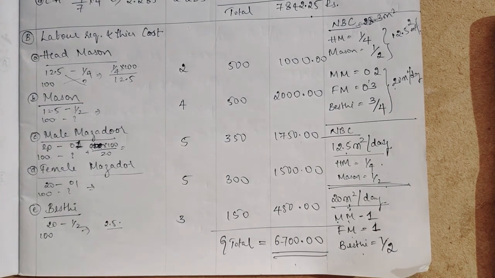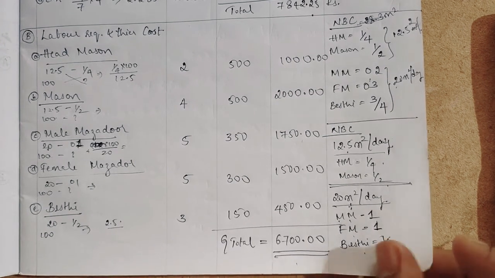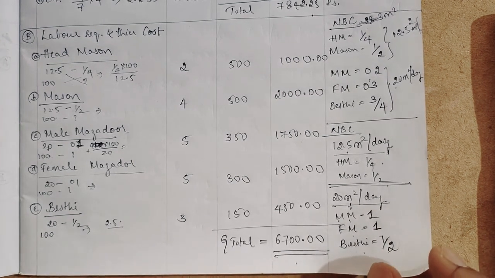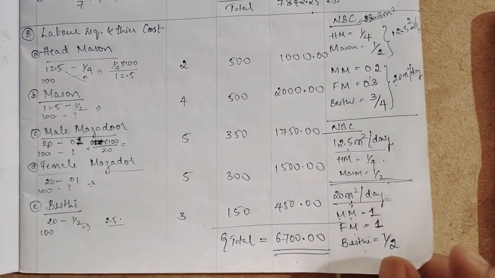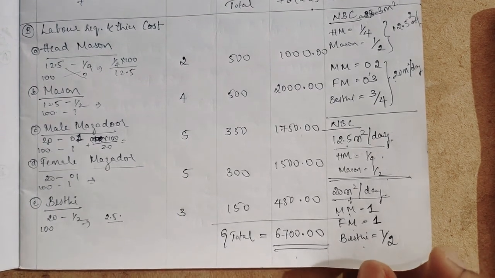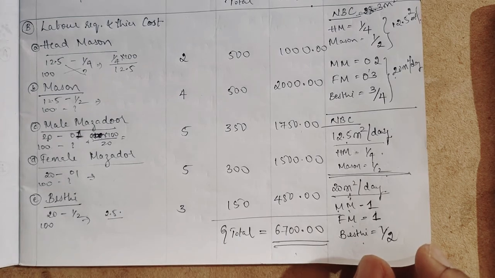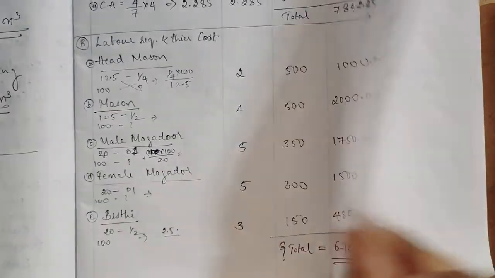What then remains? Tools and plants are remaining, water charge, and contractor's profit. They are easy. We have 1.5% of A plus B, then 1.5% of A plus B plus C, then 10% of all the A, B, C, D. So I'll go to the next page.